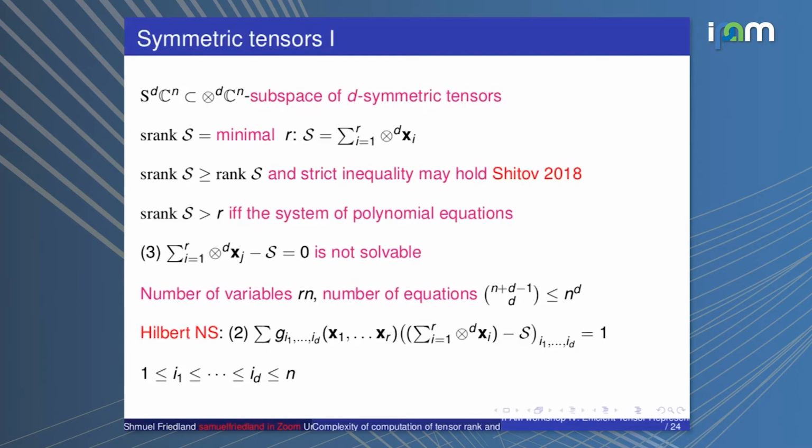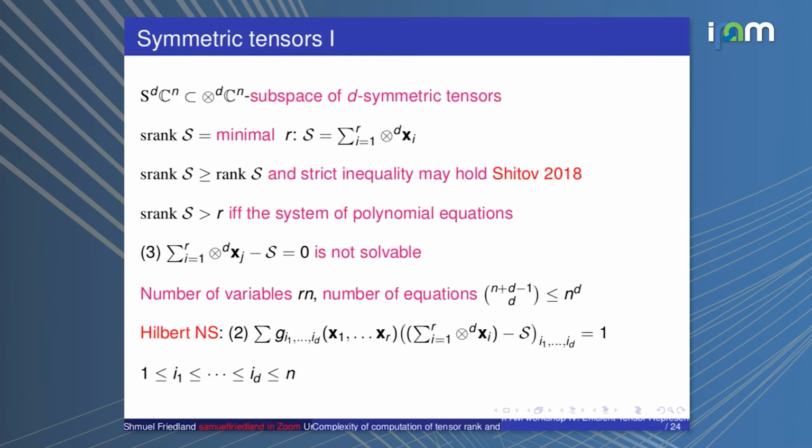So now what is the number of variables? Now the number of variables here is Rn. What is the number of equations? Well, the number of equations is essentially the dimension of symmetric tensors. In symmetric tensors, we can arrange the indices, if you look at the bottom, in non-decreasing order. So it is the dimension of homogeneous polynomials of degree d with n variables, which is n plus d minus 1, choose d.